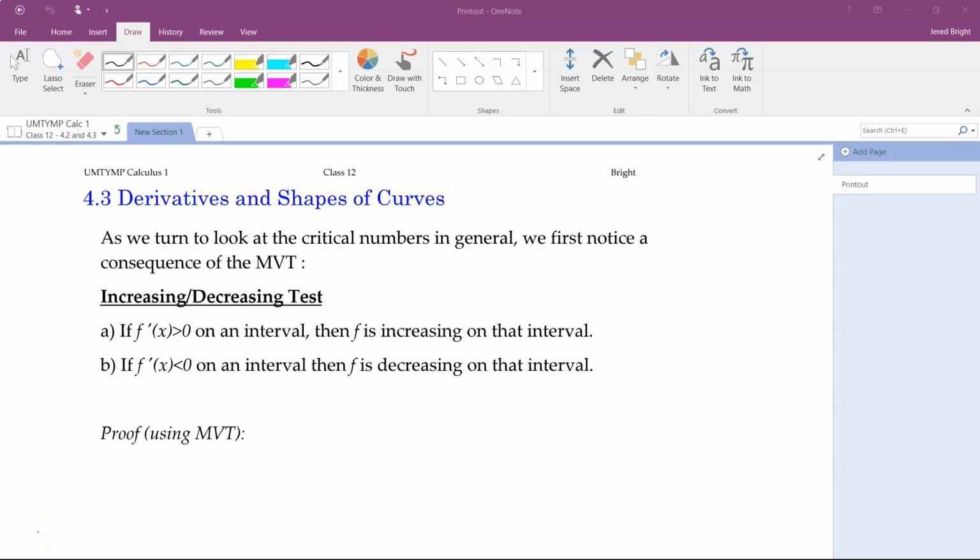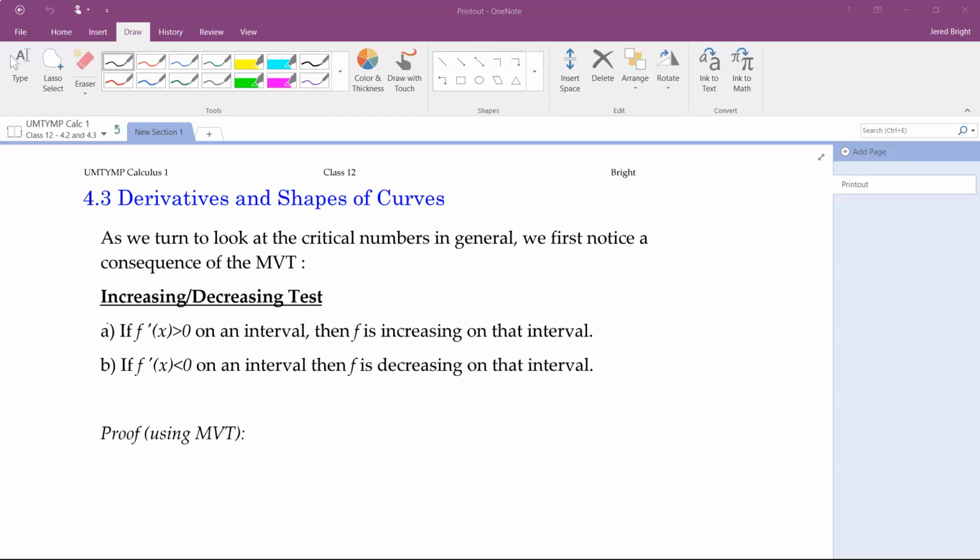So we want to be able to say something about critical numbers in general, right? We happen to find in the closed interval method that they may be absolute extreme values, but they don't necessarily need to be, okay? And so to begin, let's look at what the mean value theorem says.